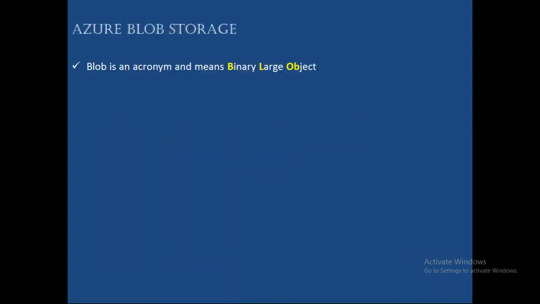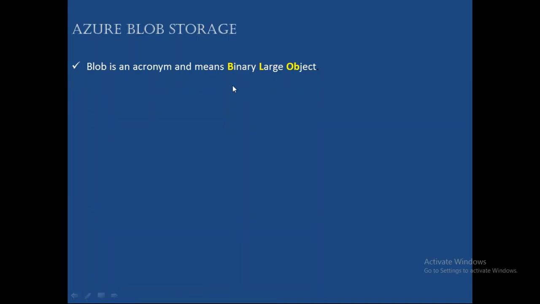Next, Azure blob storage. This is very important. We will completely focus on blob storage because we are going to use only blob storage, but other things I will show you. Blob is an acronym and means binary large object. What does it mean? BLOB, a binary large object.